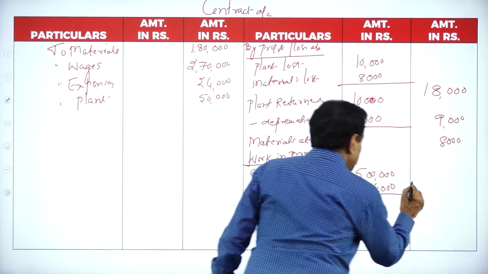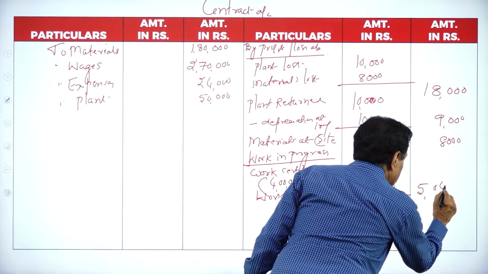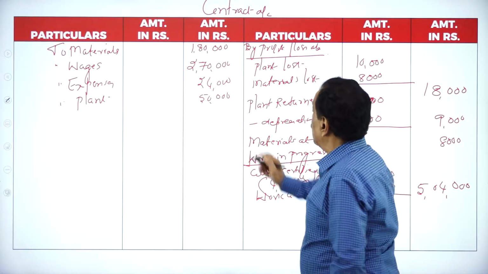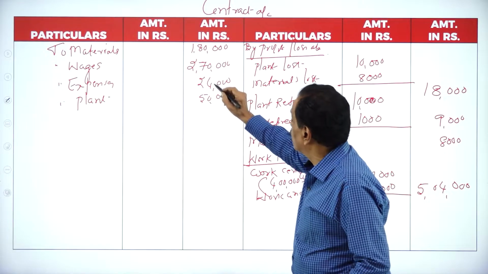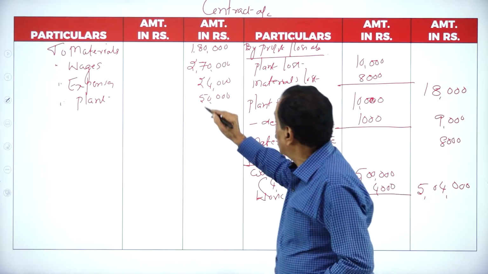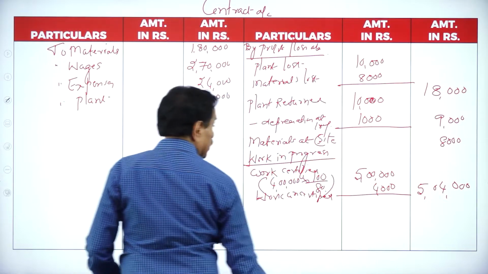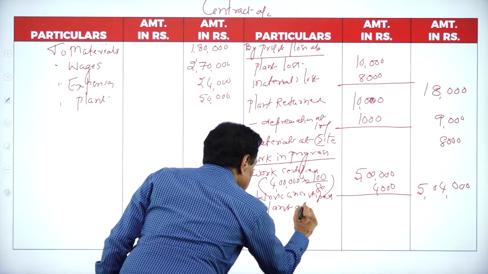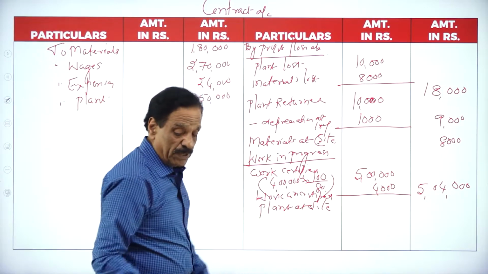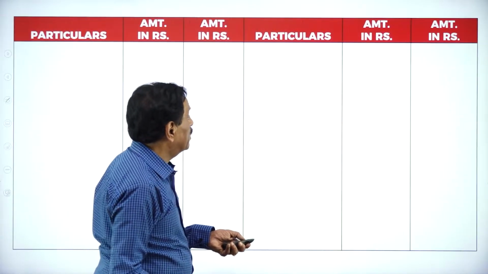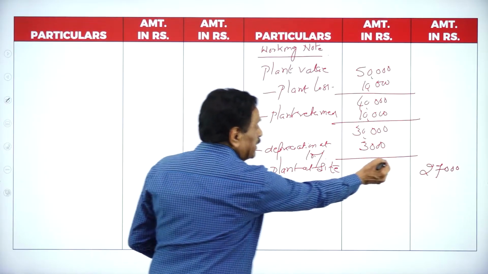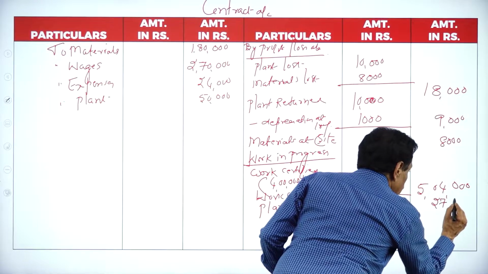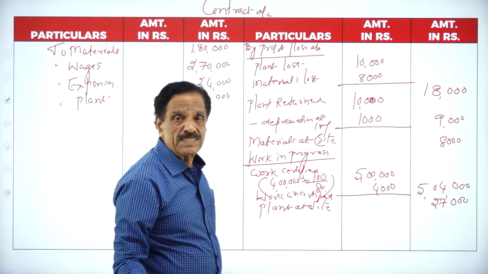This is 5 lakh, 4,000. I will explain now. Material cost 1,80,000. Wages cost 2,70,000. Expenses 24,000. Plant issued 50,000. Then you calculate the plant at site. You see the working out, how you have calculated. 27,000 has come now. What's your plant at site? 27,000. This is the plant at site.